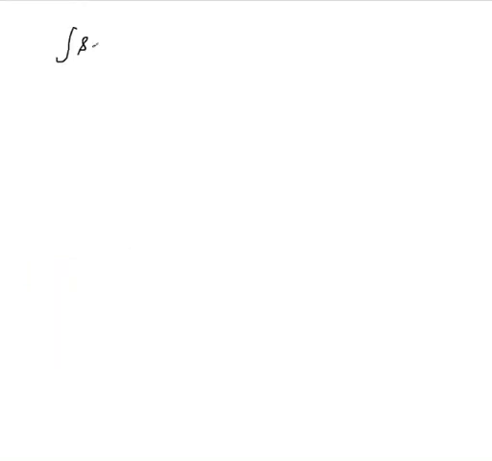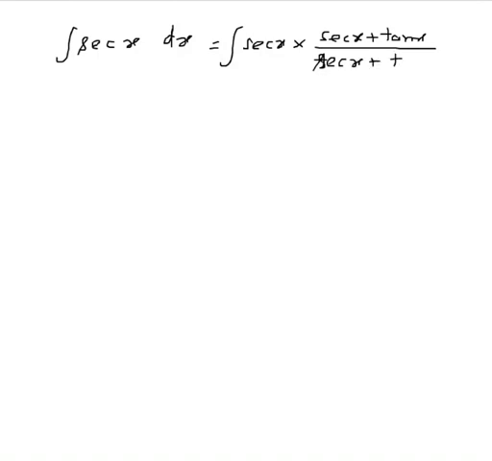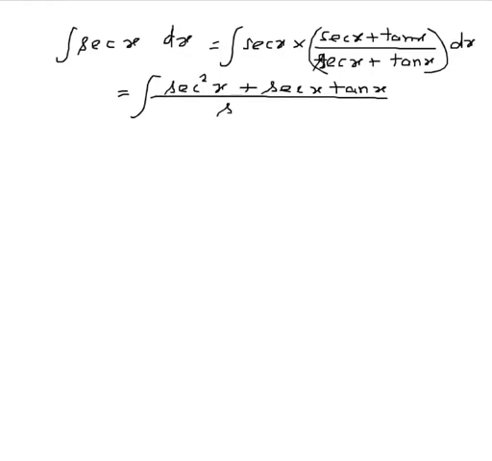Next formula, let us derive the formula for integral of secant x dx. Let us multiply both numerator and denominator by secant x plus tan x, divided by secant x plus tan x, times dx. The numerator becomes secant square x plus secant x into tan x, divided by denominator secant x plus tan x.